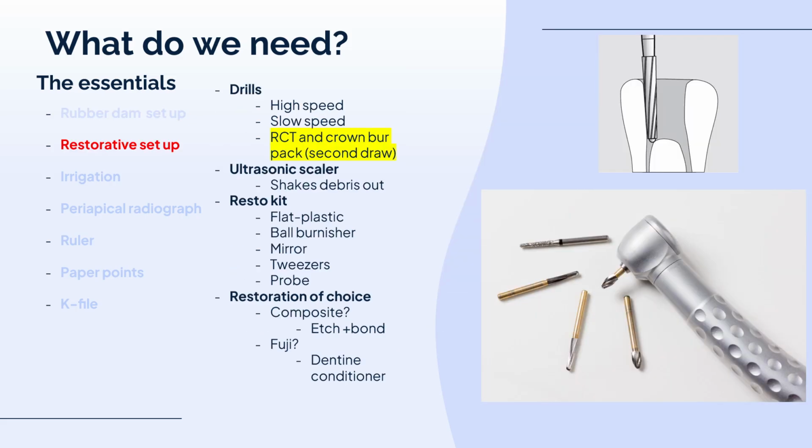Restorative setup. So this is everything you need for a filling. Okay, so you need your drills, your high speed, your slow speed. I myself have a root canal and a crown burr pack, which is in my second drawer. These are specific burrs that I use for root canals. Again, that's dentist preference, but these are mostly longer burrs so that we can go down deep. Okay, so normally when you do a filling, you probably only drill sort of there to there, so you only need a short drill. But when you're doing root canal, you're drilling all the way down there.